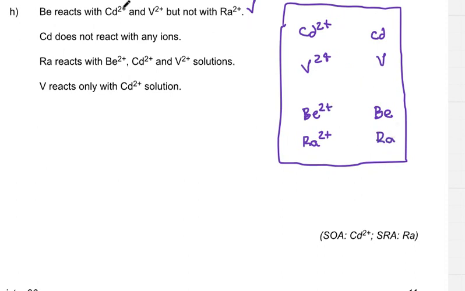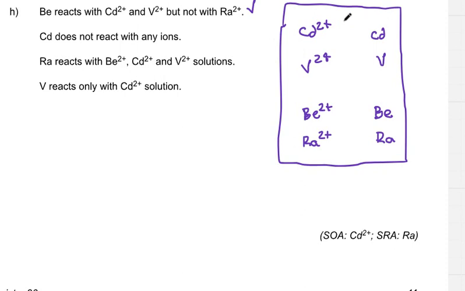So, beryllium reacts with cadmium, yep, it should. Beryllium reacts with vanadium, yep. Beryllium does not react with radium, that would make sense because this line's uphill. Cadmium doesn't react with anything, yep, because all these ions are below cadmium. You get non-spontaneous reactions with all of them. Radium metal reacts with beryllium, yep. Cadmium, yep. And vanadium, yep. And the vanadium ion reacts only with a cadmium solution. All of that makes sense with the order we have here.